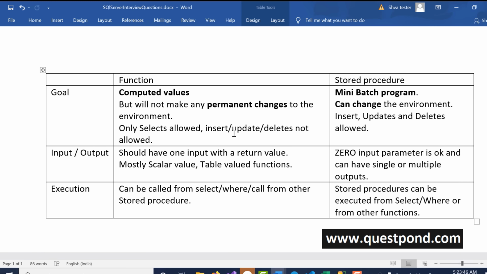Any kind of permanent changes to SQL Server, you can't do by using functions, because the whole goal is to get computations. While when you talk about a stored procedure, it's almost like a program. It's like a mini program which can change the environment, which can do inserts, updates, and deletes. It can even drop a database, and it can do anything and everything within SQL Server. So it's like a mini batch program.